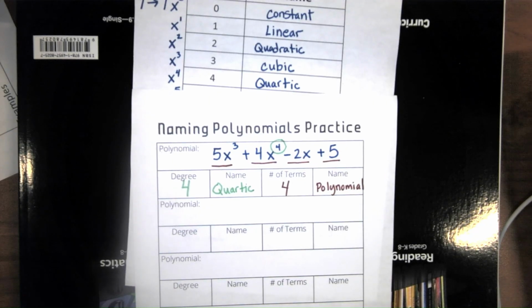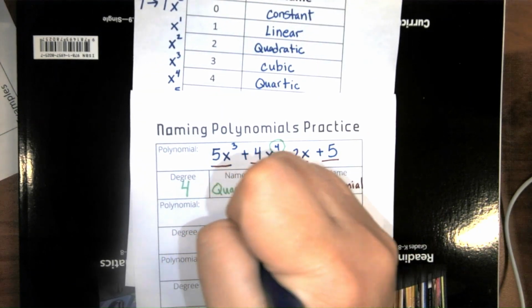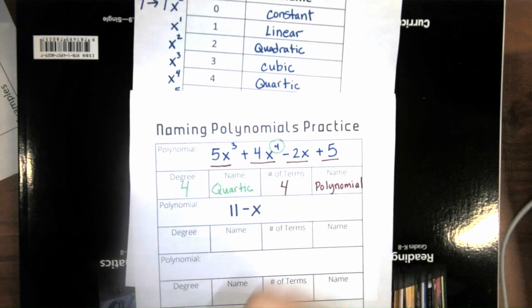So we're going to look at some more examples. Feel free to pause after you write it down to go through and try it on your own before checking to see if we did it correctly. Our next polynomial is 11 minus x.